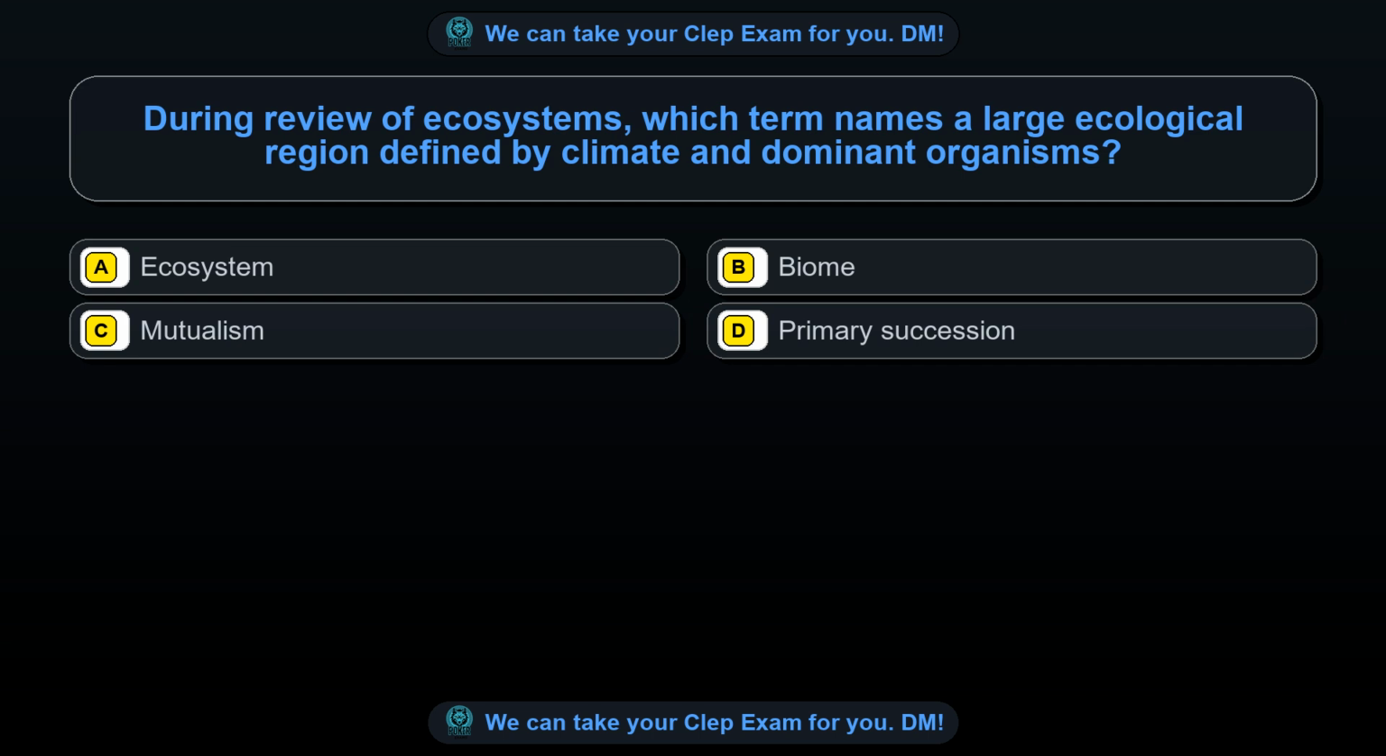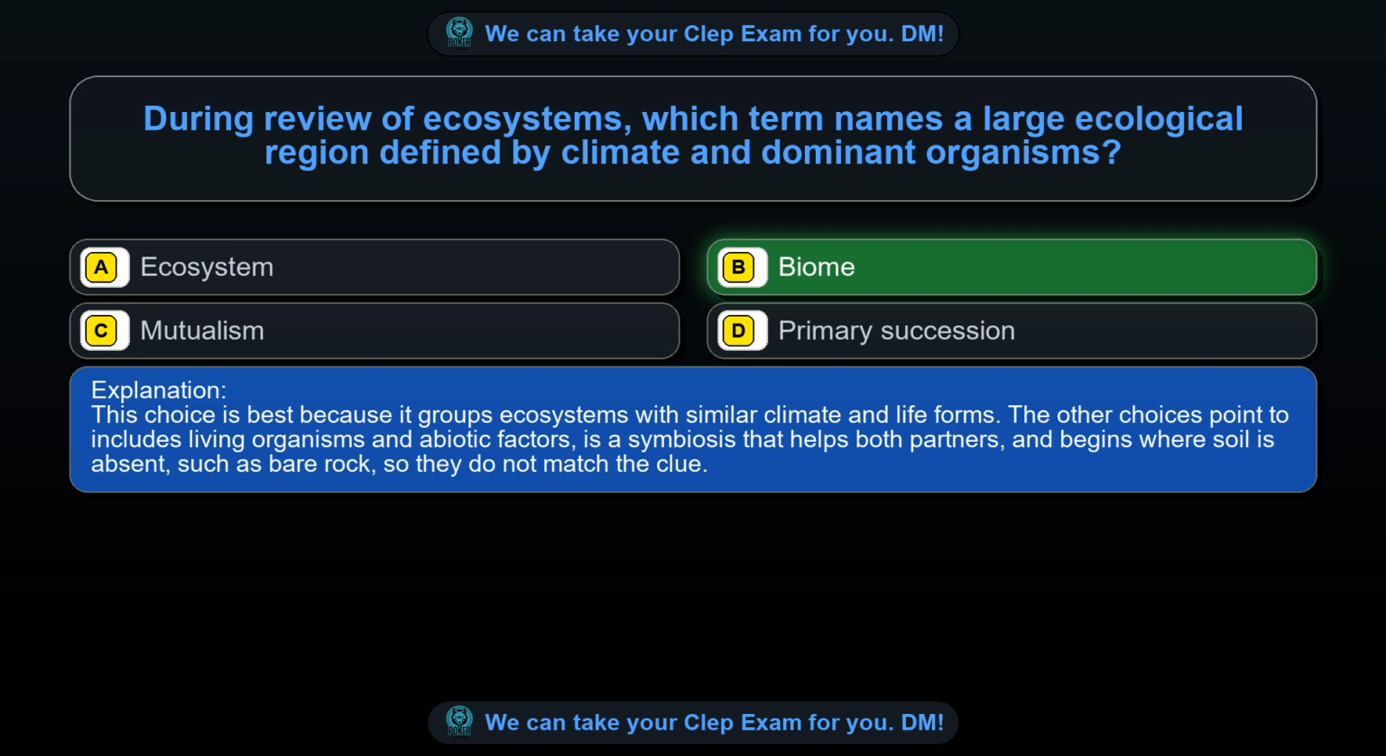Question 74. During review of ecosystems, which term names a large ecological region defined by climate and dominant organisms? Option A, ecosystem. Option B, biome. Option C, mutualism. Option D, primary succession. The correct answer is option B, biome. This choice is best because it groups ecosystems with similar climate and life forms. The other choices point to includes living organisms and abiotic factors, is a symbiosis that helps both partners and begins where soil is absent, such as bare rock, so they do not match the clue.